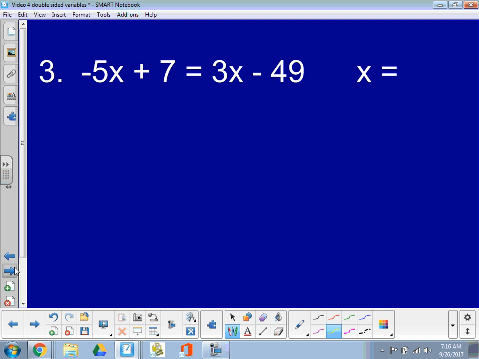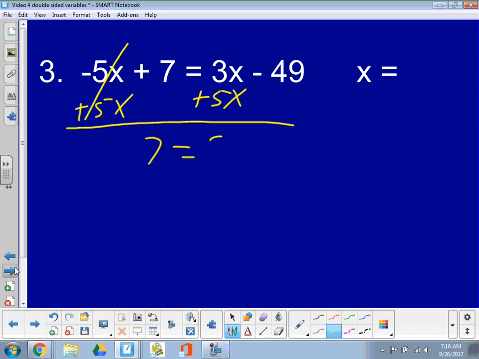As we walk through this one, I'm going to show it the opposite order this time. I'm going to get rid of the negative 5x. Add 5x to keep it balanced. I do it to the other side of the equal sign. When I do that, negative 5 plus 5 cancels. 7 is equal to 8x minus 49.